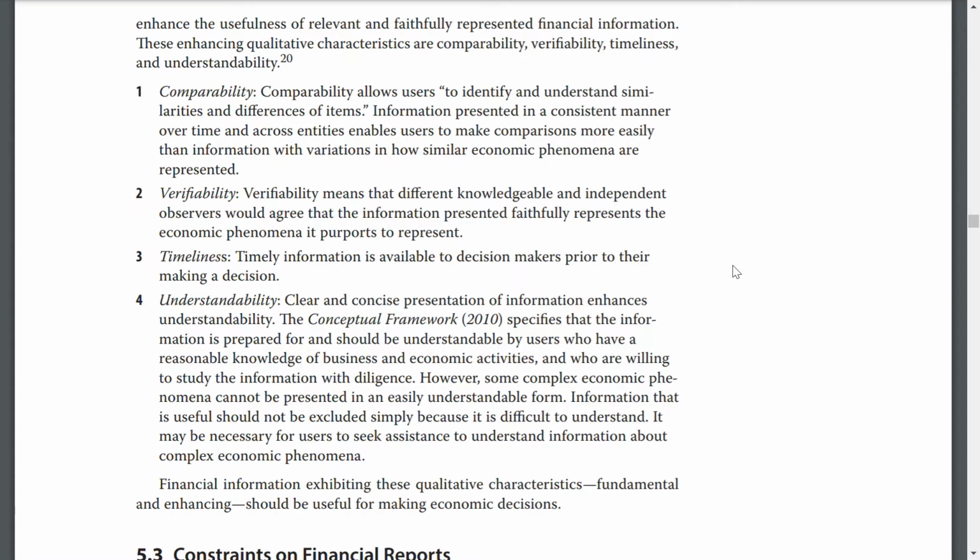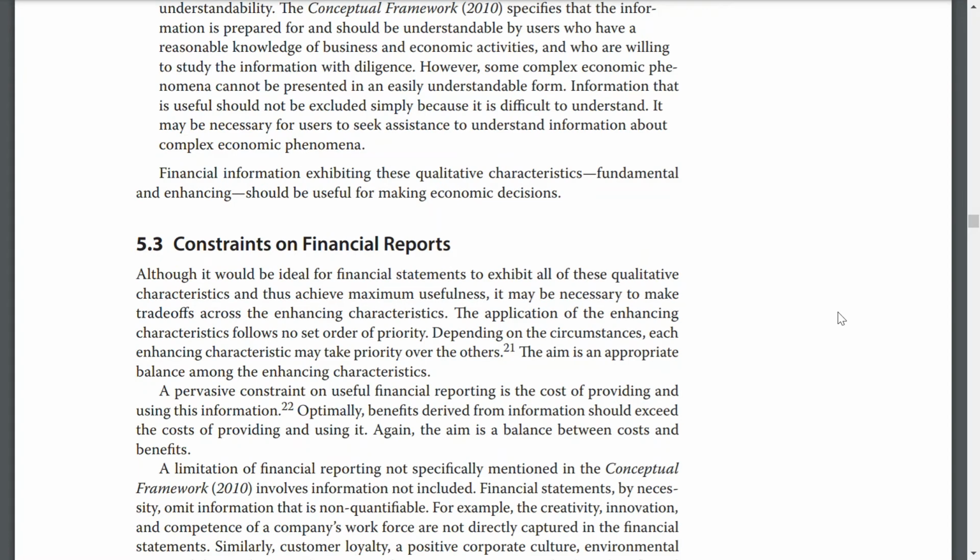The conceptual framework specifies that information is prepared to be understandable, and that users have a reasonable knowledge of business and economic activities and are willing to study the information with diligence. However, some complex economic phenomena cannot be presented in an easy form. Information should not be excluded simply because it is difficult to understand. It may be necessary for users to seek assistance to understand information about complex economic phenomena.